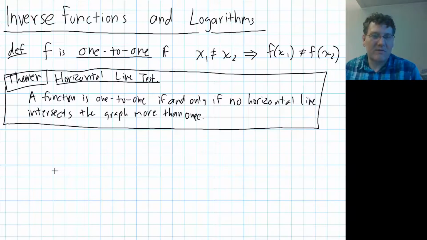Okay, so a function is one-to-one if it passes a horizontal line test, which is to say there's no horizontal line that you could draw that's going to intersect the graph in more than one place.